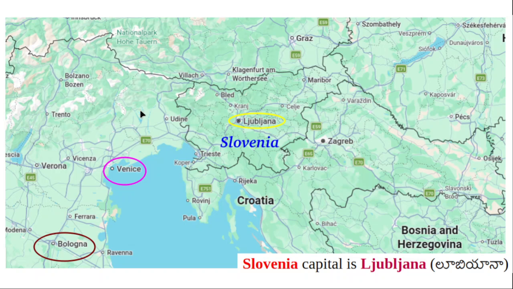Beside Slovenia, there is a country called Italy, and in Italy, the famous city called Venice is also identified. What is special about Venice? You cannot walk. You should go by boat.